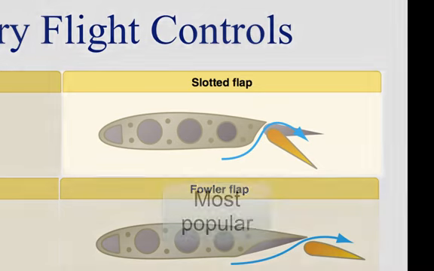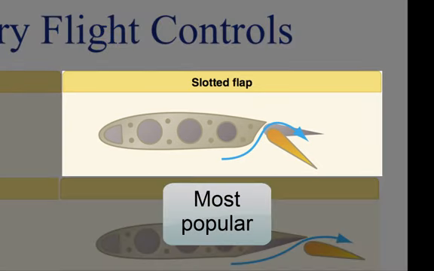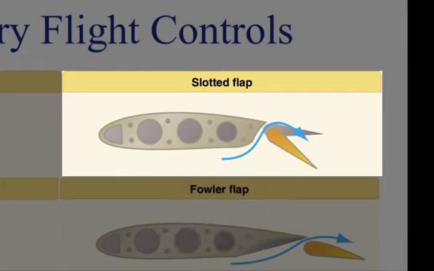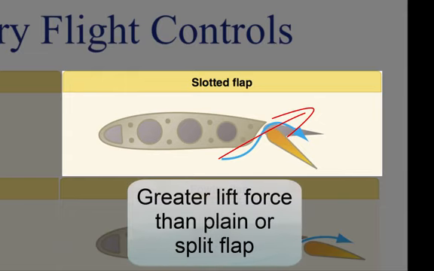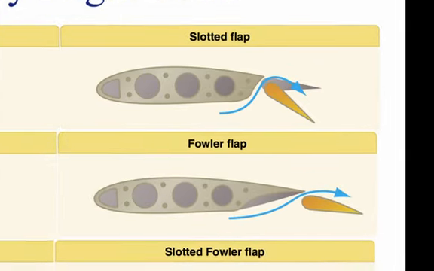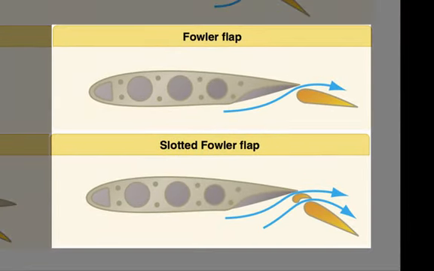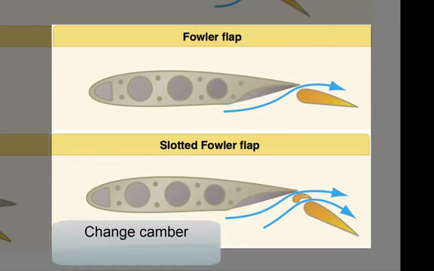The slotted flap is the most popular flap used today. The slotted flap allows high-energy air to flow from the bottom of the wing to the top of the wing. This movement of the air causes a much greater lift force than either the plain or split flap. The Fowler flaps work much like slotted flaps, but they not only change the wing camber, they also increase the wing's surface area. They slide back and down rather than just down.